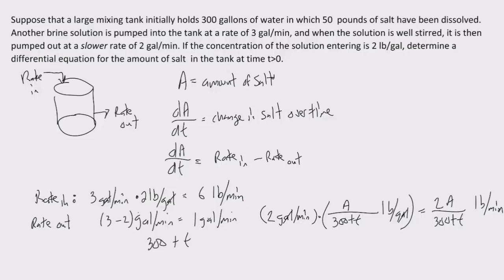So our rate, the differential equation that would describe the amount of salt at time t, would be that initial 6 that we found minus this 2A over 300 plus t. We could plug the 50 in there, and that could give us a nice number to go with, or we can just leave it in the general sense. So anyways, there is that differential equation for us.